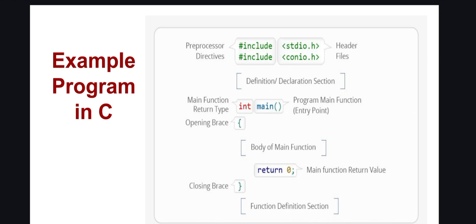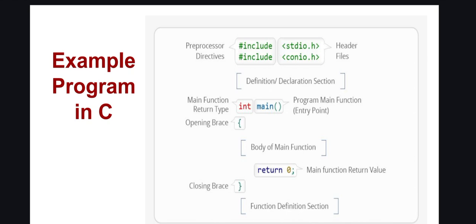So next comes the definition or declaration section, which we already discussed is optional. If we want, we can represent it. But the essential part, what we have discussed, is the program main function, which is the entry point for any type of programming language. Here the programming language is C. So the execution of a C program starts with the main function only.